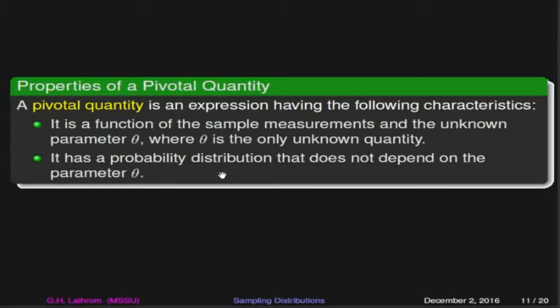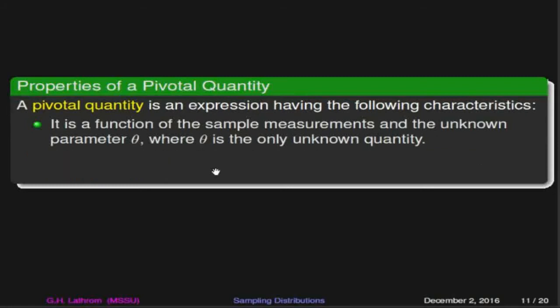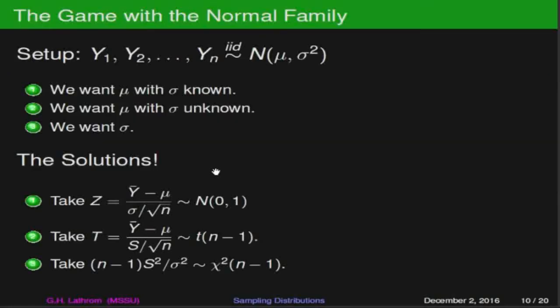So if you think back to the solutions that we just had, the z variable was distributed standard normally, no dependence on mu. The t variable had a t distribution with n minus 1 degrees of freedom. Again, no dependence on mu. And for the sample variance, we had a chi-squared distribution with n minus 1 degrees of freedom. And so that also had no dependence on sigma at all for the particular distribution. So those were examples of pivotal quantities.